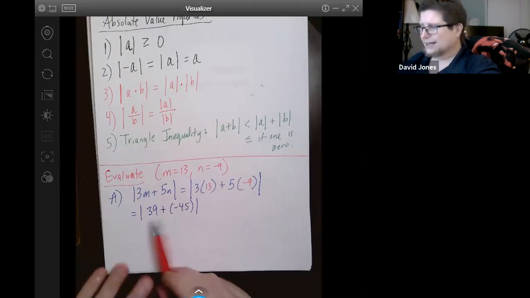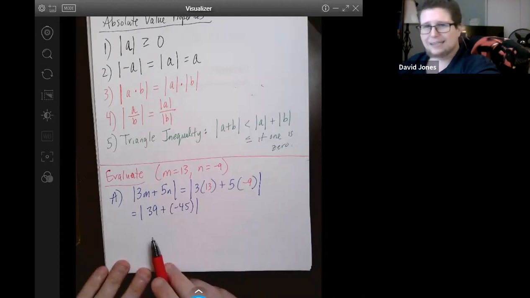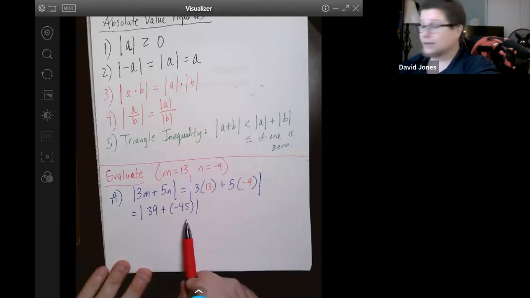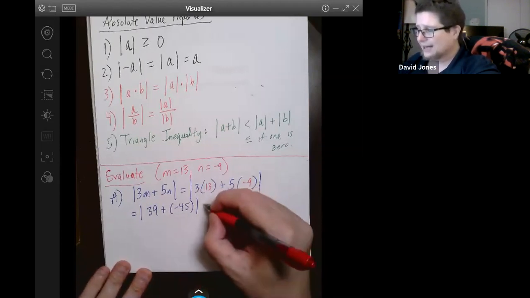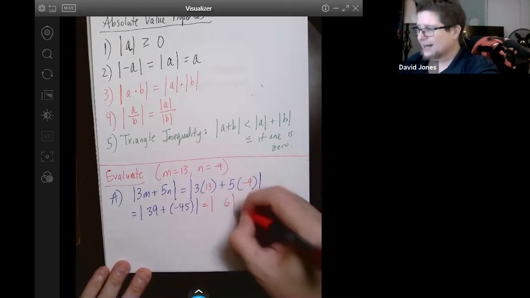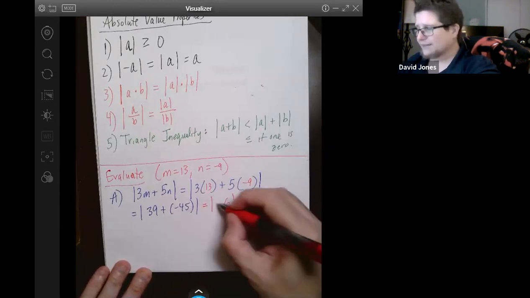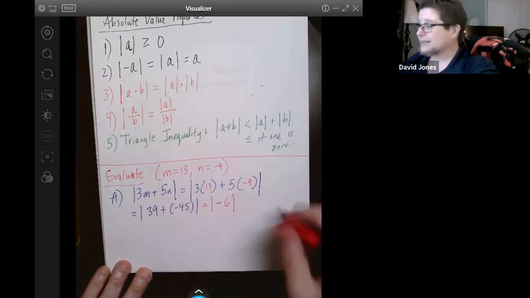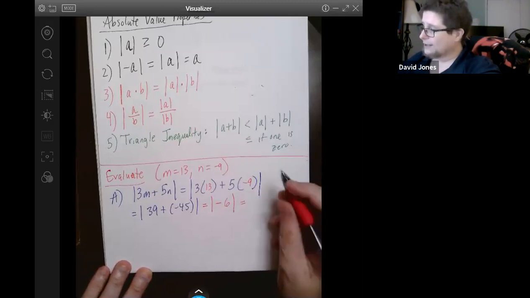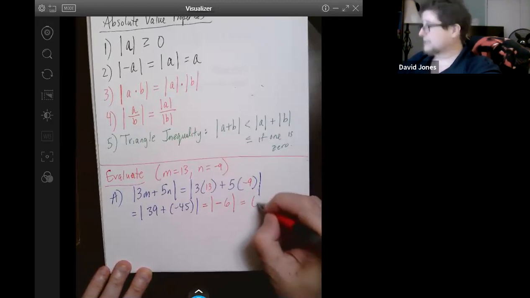When you're adding together two numbers that are opposite signs, subtract the smaller number from the bigger number and keep the sign of the bigger number. So 45 minus 39 is 6, and then the bigger number is negative, so we're going to have that, -6, and then the absolute value is 6.